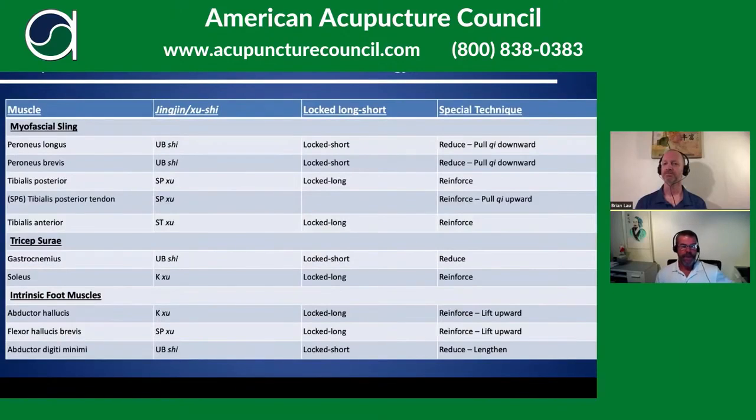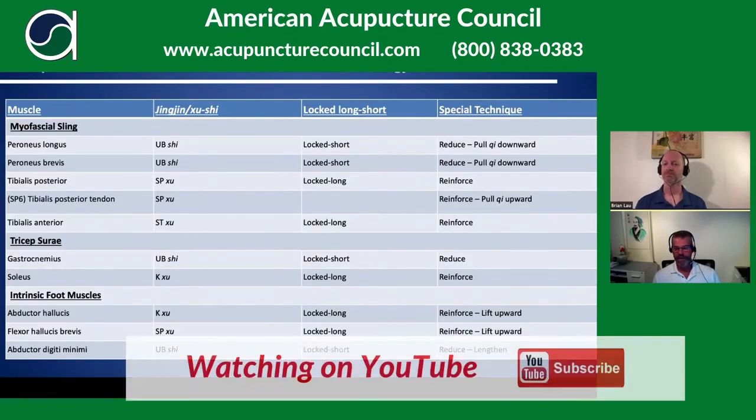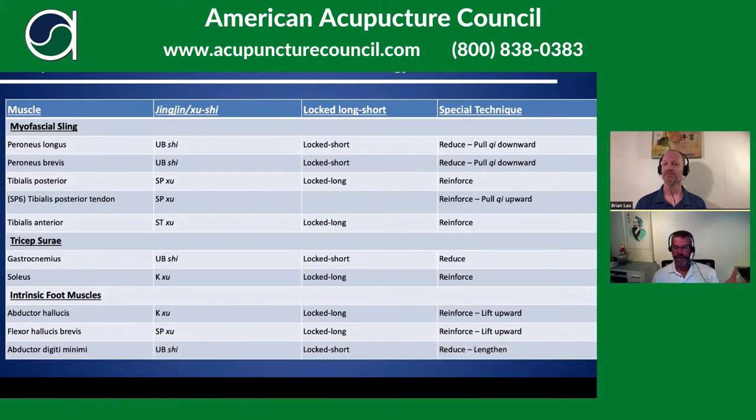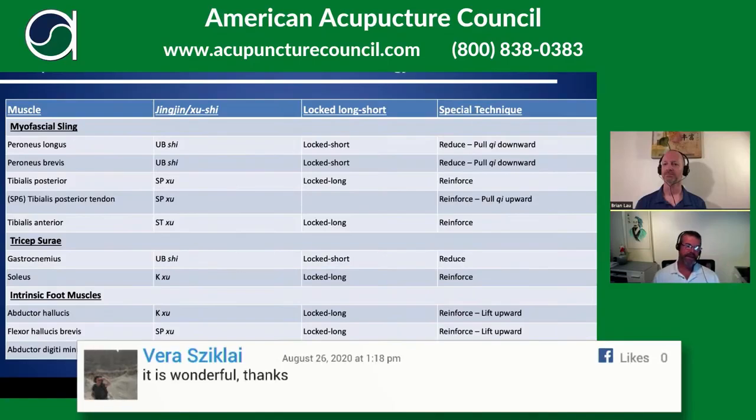So this is a sheet for you guys to be able to take a look at. This is going to be just for the local muscles themselves that you can treat, in addition to the person's constitutional points and Zong Fu. So the Peroneus longus and the Peroneus brevis, these are going to be locked short. They're going to be excess. These muscles are going to be real primary in treating this. So you want to reduce the excess so that the deficiency starts to come up, so we'll address the deficiency as well.